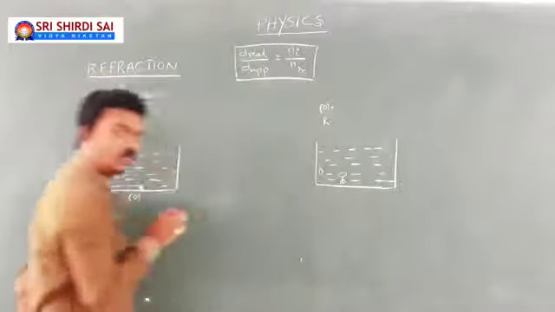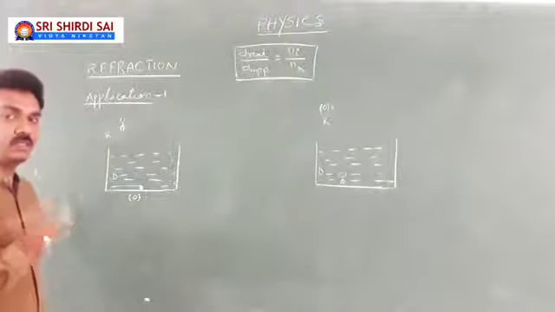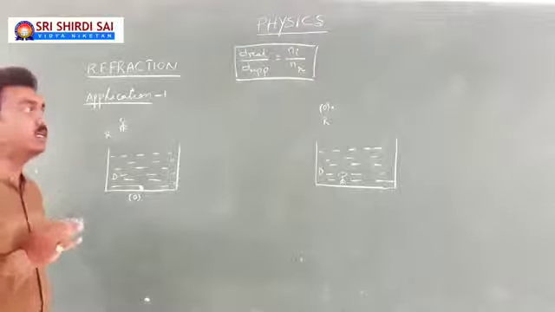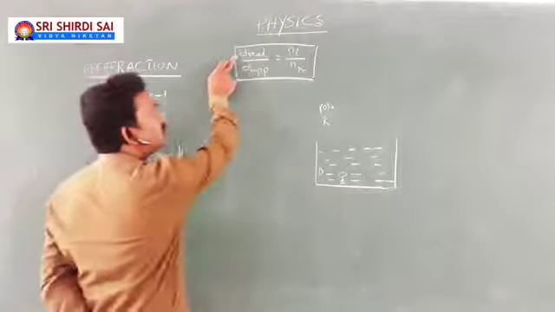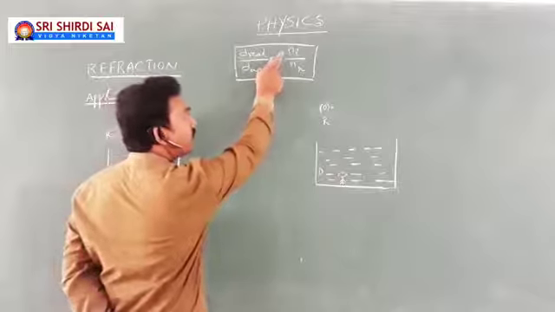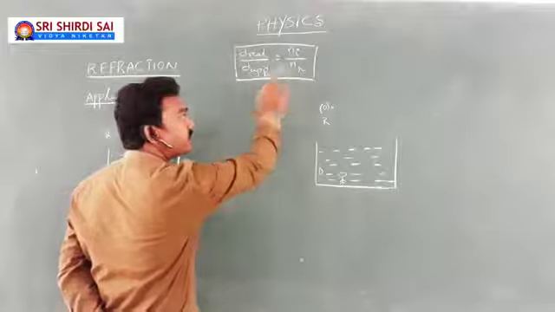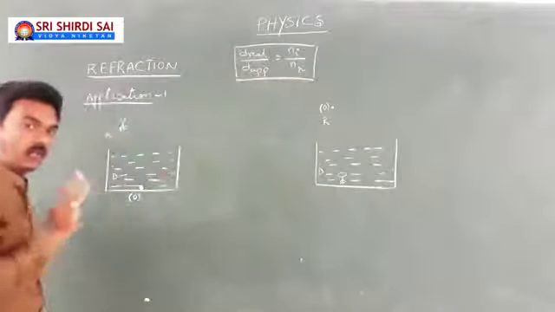But whatever the case, to write a relation between real distance and apparent distance, the fundamental formula you need to remember is: the ratio of real distance to the apparent distance is equal to the ratio of the refractive index of the medium in which light incidents to the refractive index of the medium into which light refracts.